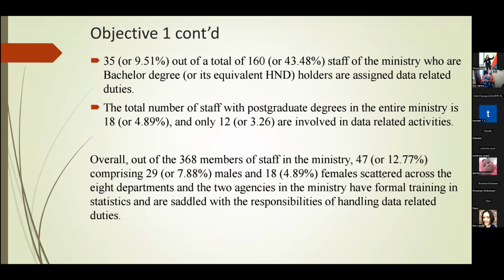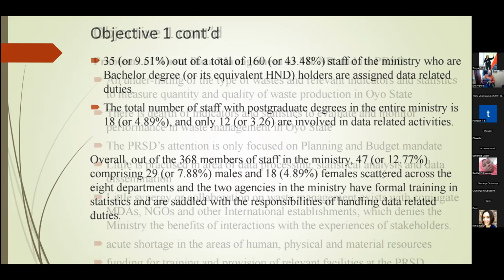handling data-related duties. Now, out of this total, only 2 are in the planning, research, and statistics department, which is the department that we are collaborating with. Only 2 have degrees related to data and statistics.